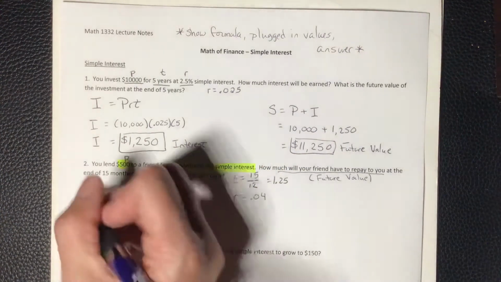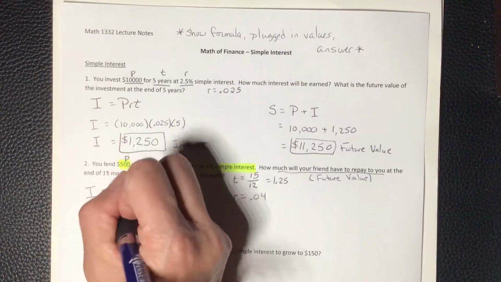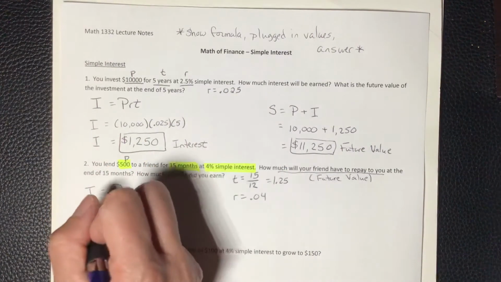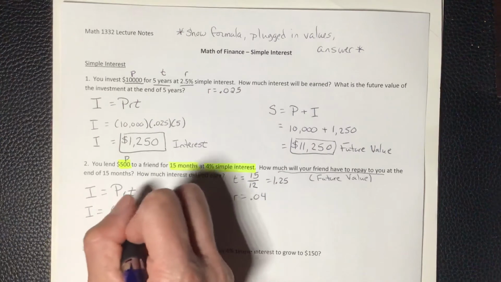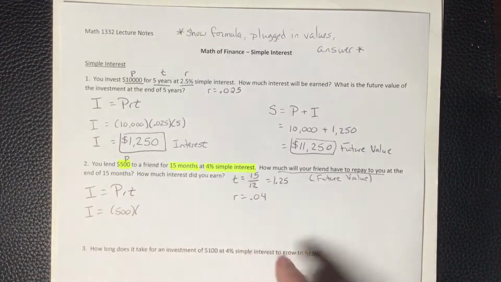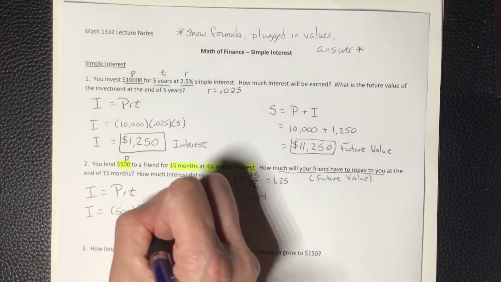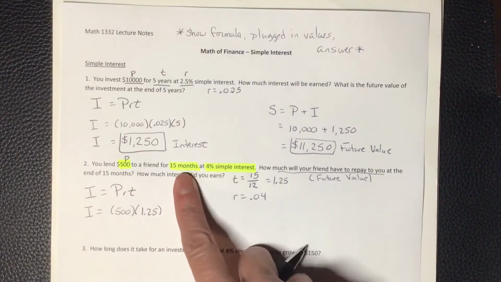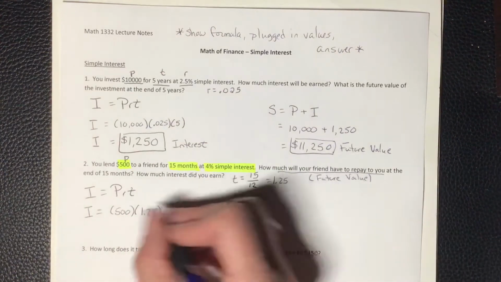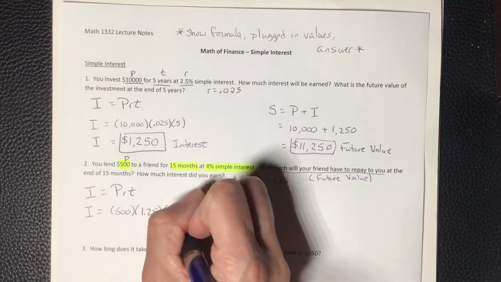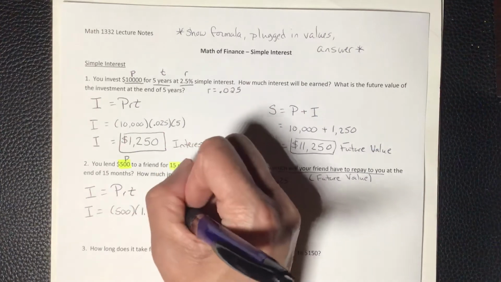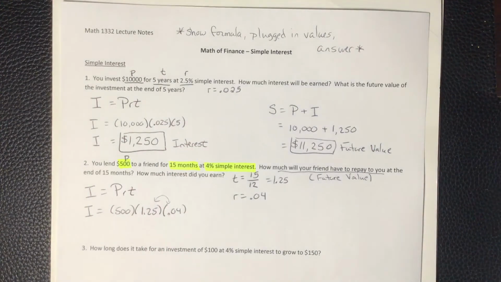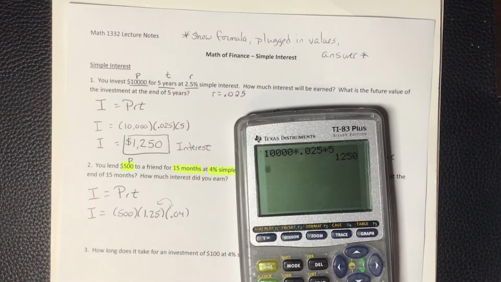Alright, so let's take our formula, I equals PRT. So we're going to do 500 times the time in years, which is 1.25. If you put in the 15, it'll give you interest for 15 years instead of 15 months. And I actually did that backwards. I should have put the R in first. Those should actually be flipped, but it doesn't really matter. All right, so when I put that into the calculator, 500 times 1.25 times 0.04.